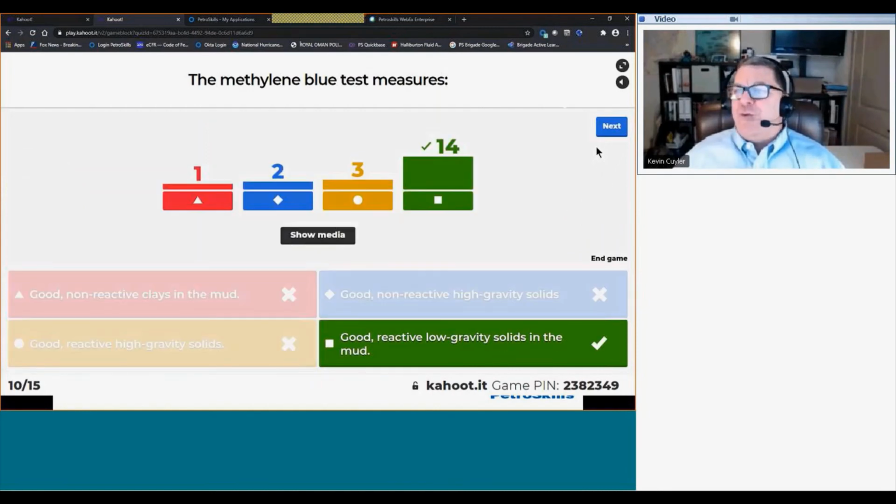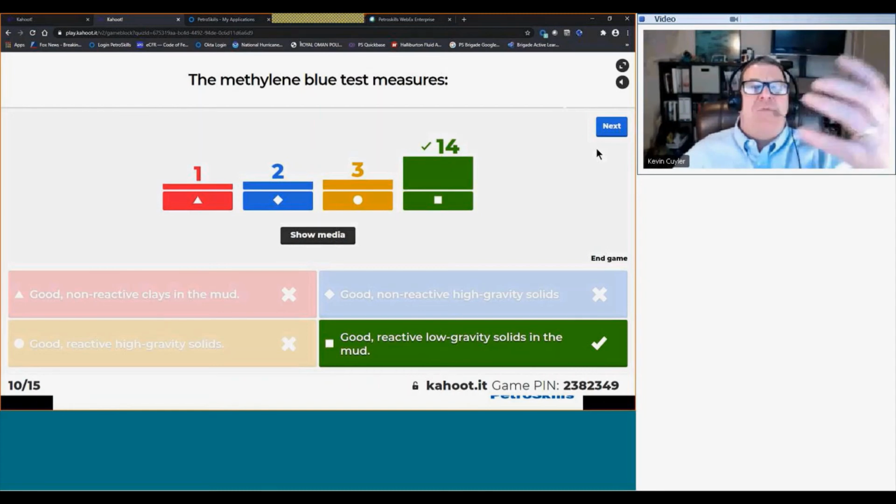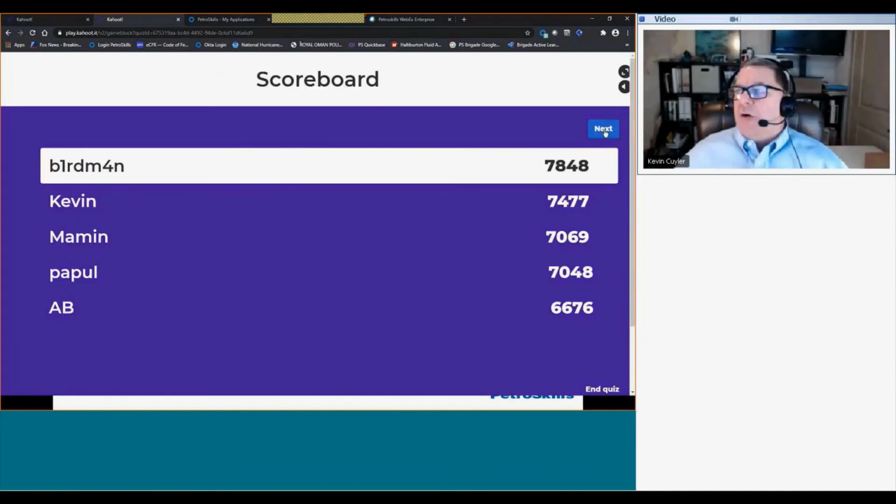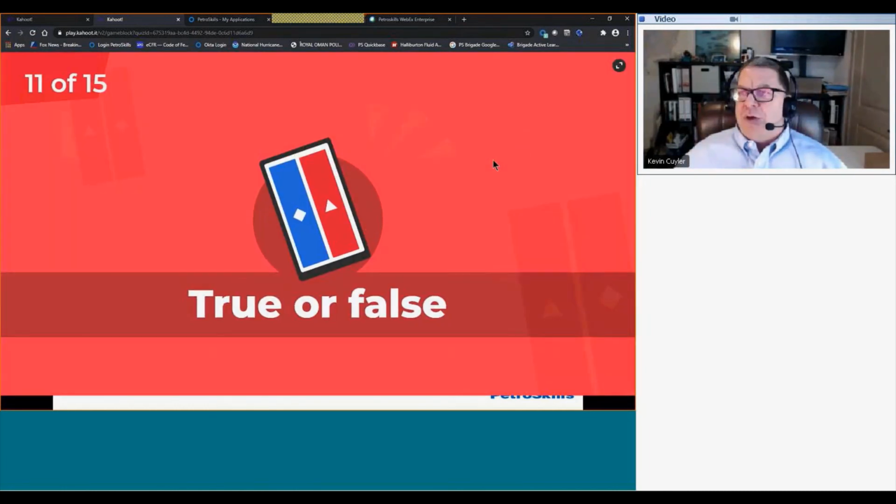All right, I got 14 say good reactive low gravity solids. Well done. Absolutely. Remember, it measures the reaction when the clays react with that dye, and they both adsorb and absorb the dye onto the clay particle. All right, leaderboard. The Birdman is climbing ahead here, about 300 points. Next question. Question number 11.